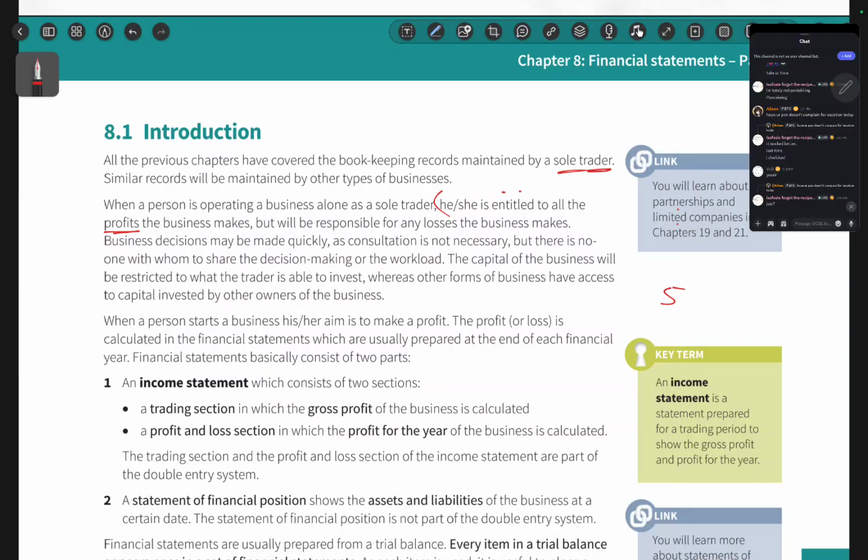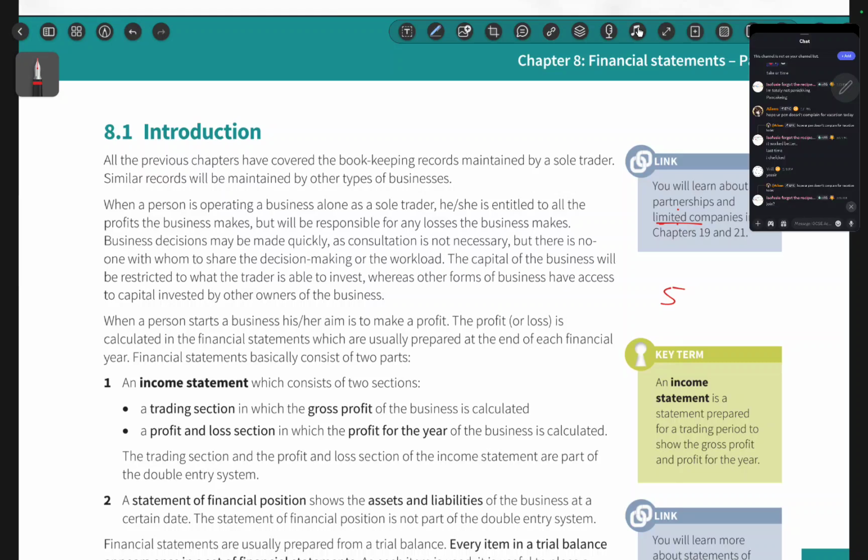The capital of the business will be restricted to what the trader is able to invest because there's only one person. So if I have $20 million, then I can only invest $20 million, right? But if it's a partnership, then whatever money both partners have, we will invest. And if it's a company, then we'll just sell shares and we can increase the capital anytime we want. So in a sole trader, it is limited to whatever the trader is able to invest.